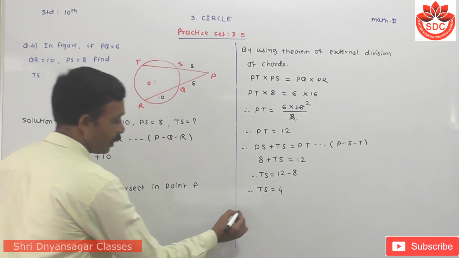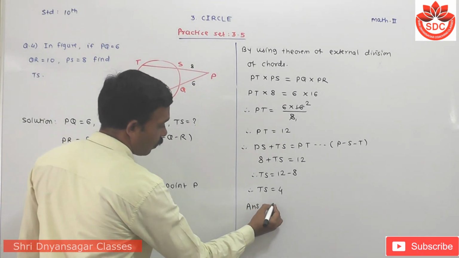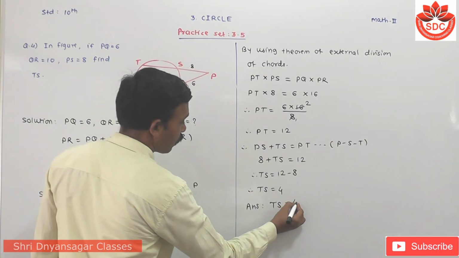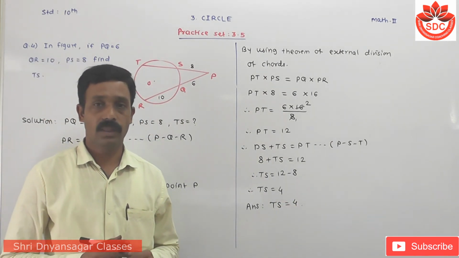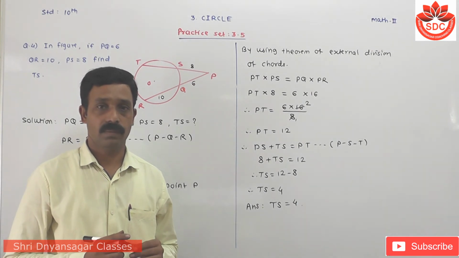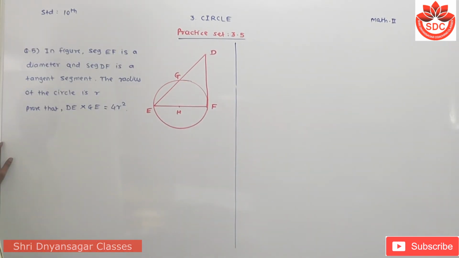The answer in a full sentence. Answer: the value of TS is equal to how much? 4 units. Can you understand? We see the next question. Next question, question number 5.